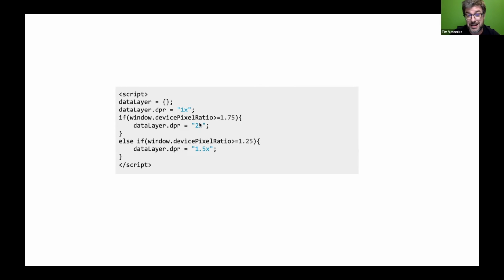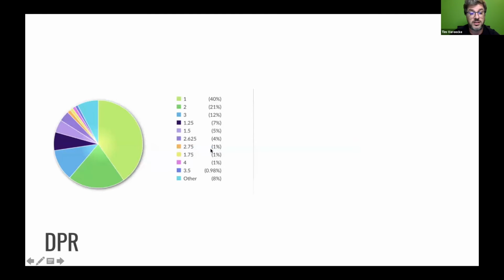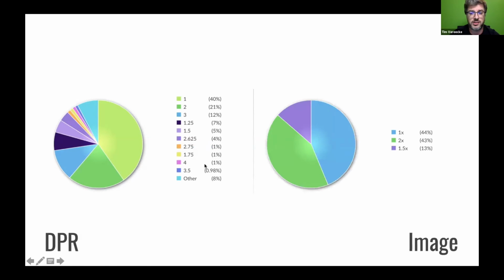In the end, I always ship the same images. That's the 2x variant. For screens somewhere in between, lower than 1.75 and bigger than 1.25, the browser will pick the 1.5x version. What does this give you? This was before, too many different variations. This is what I have.